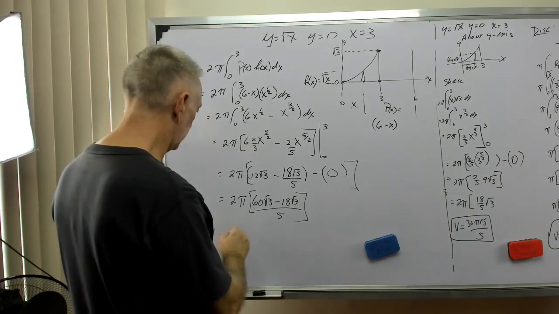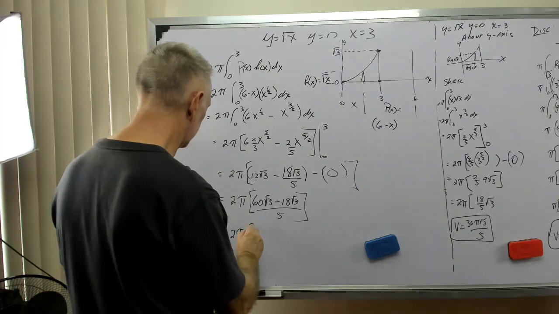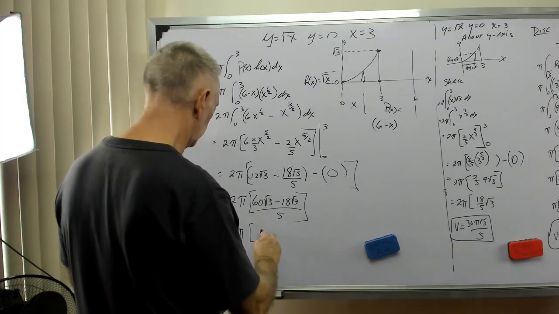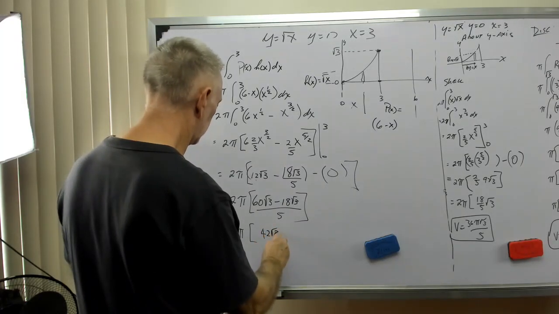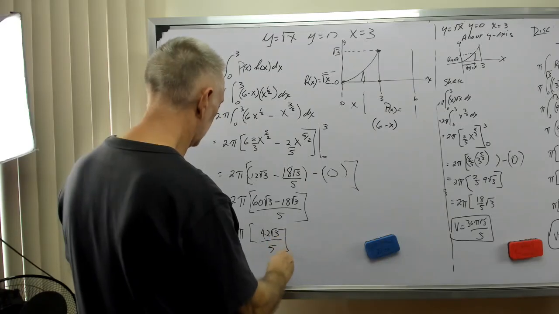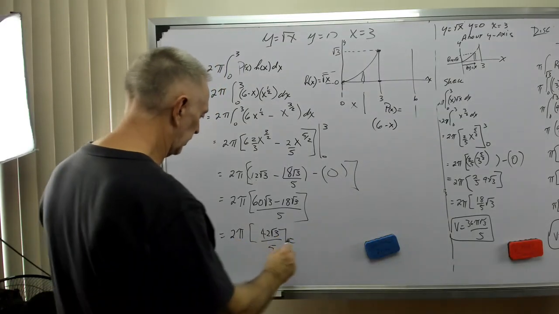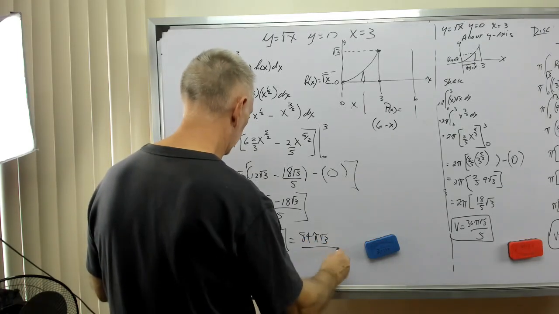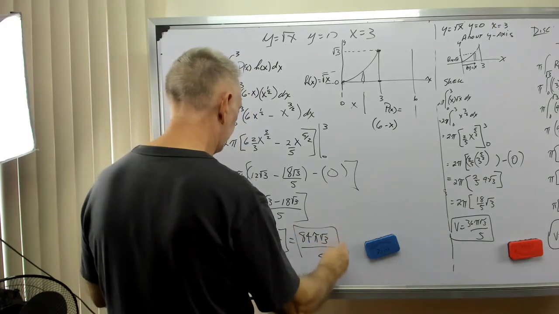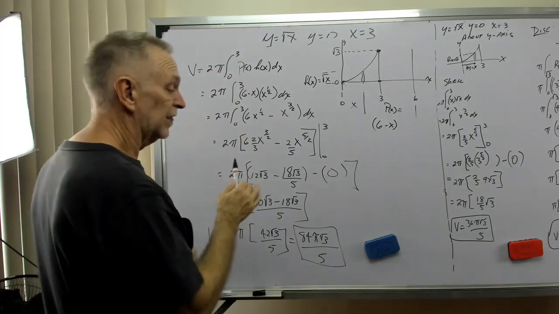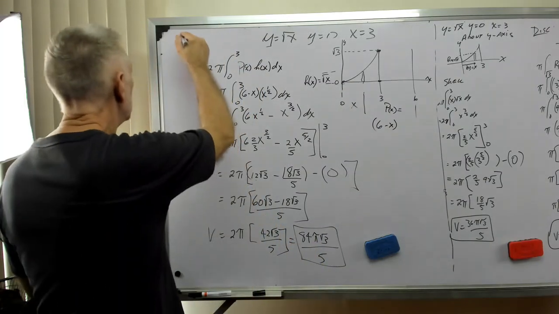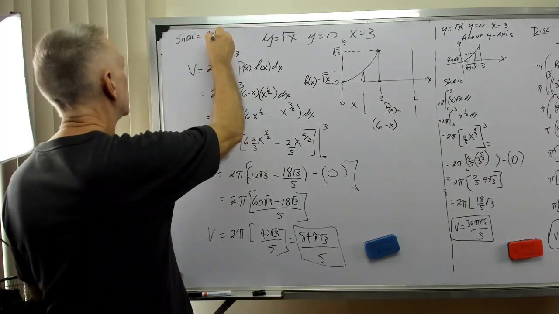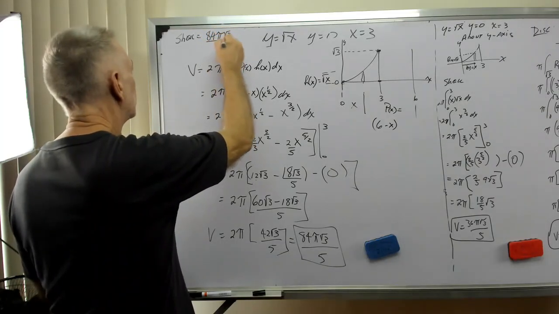So my volume equals 2 pi times 60 minus 18, 60 minus 20 would be 40, so it's 42. 42 square root 3 over 5. And that equals 2 times 42 is 84. 84 pi square root 3 over 5. So that's my volume using the shell method. So let's take shell equals 84 pi square root 3 over 5.